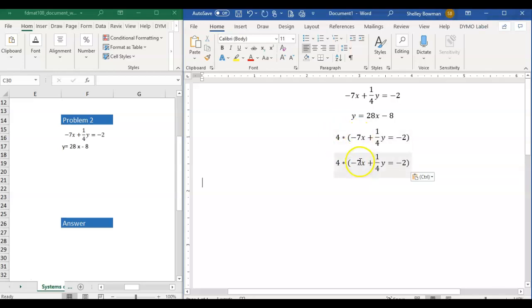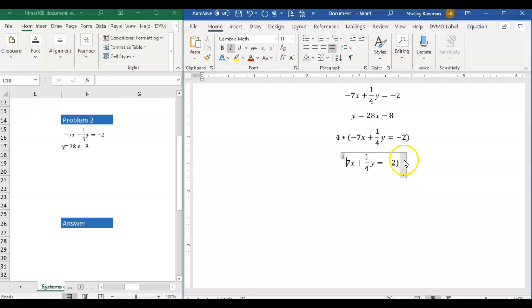4 times negative 7 gives me negative 28. Then 4 times 1/4, actually, that makes it 4 divided by 4, which is 1, and 1 times y is just y. And then 4 times negative 2 gives me negative 8.